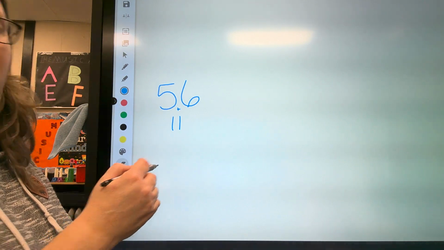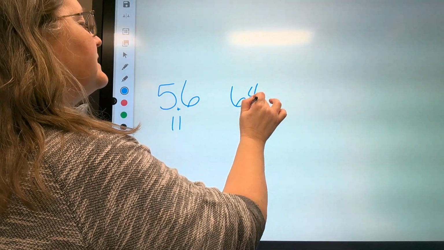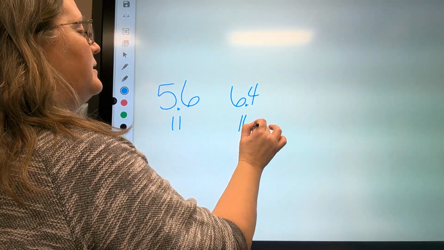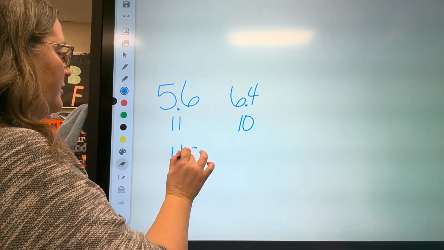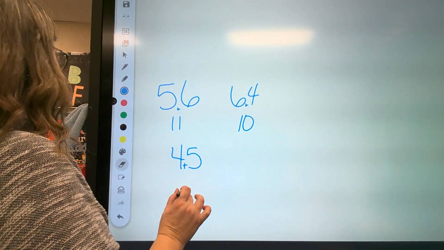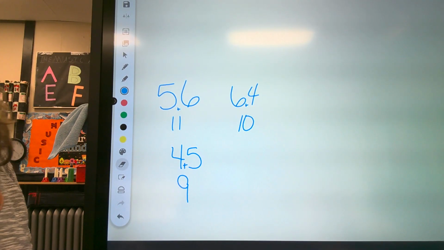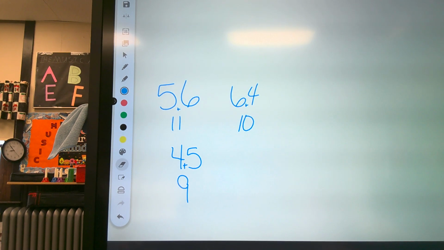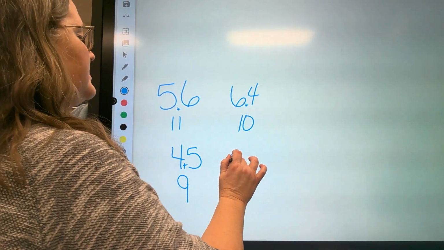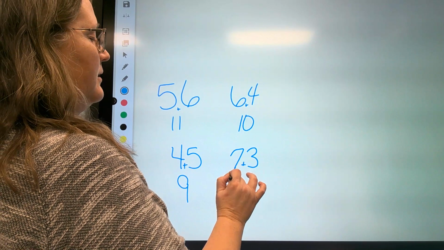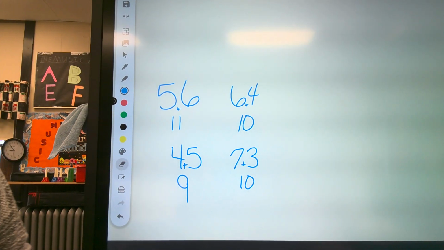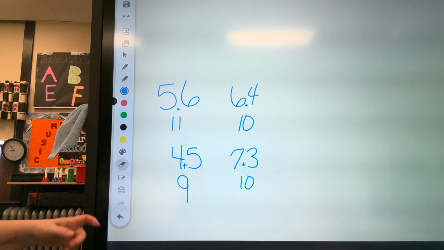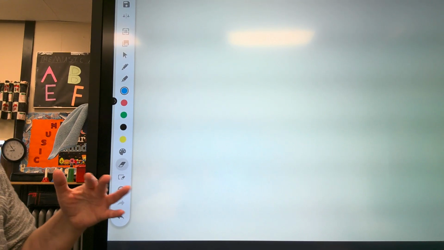Okay? How about 64? What is 6 plus 4? 10. Do we say 10 when we count by 3s? Nope. 45. 4 plus 5 is 9. Do we say 9 when we count by 3s? Yep, so we definitely know that one is. How about 73? 7 plus 3 is 10. Nope, that one doesn't work. 45. Has to be 45. Good. All right, that trick only works with dividing by 3s.